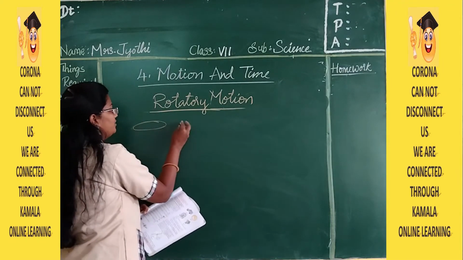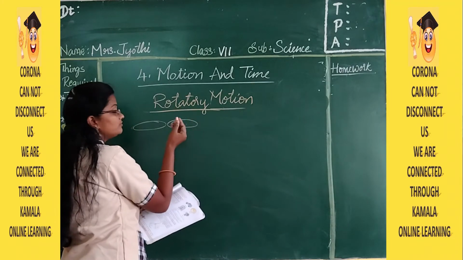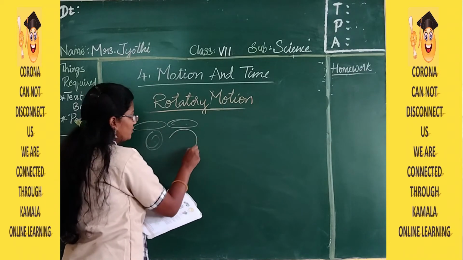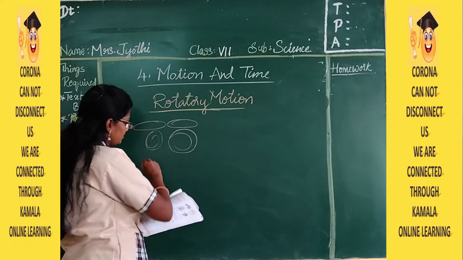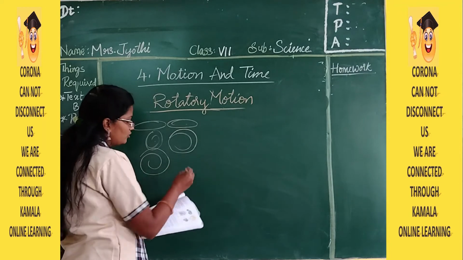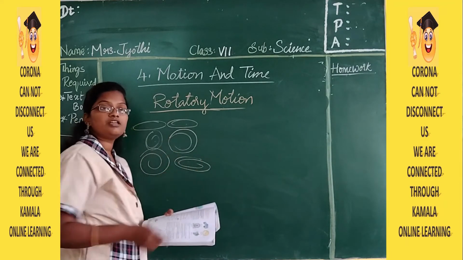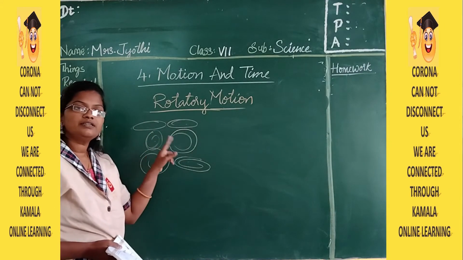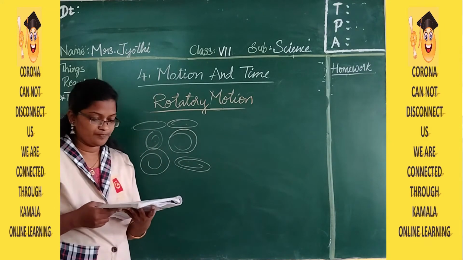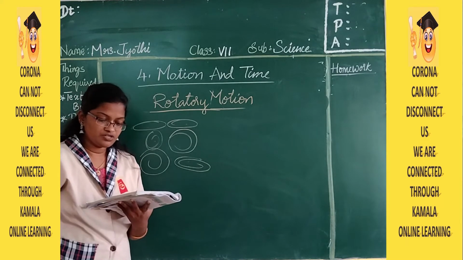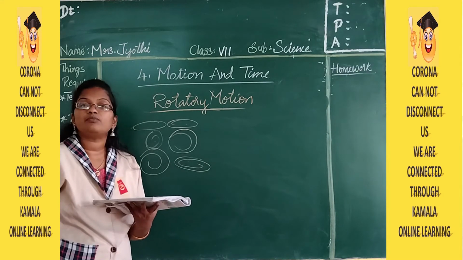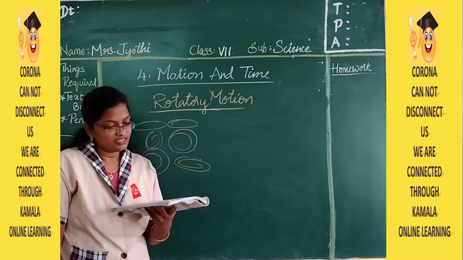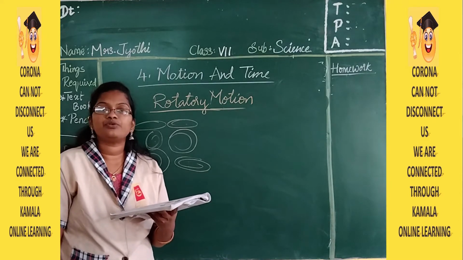Spin top, then fan, then wheel of the car in this way, then a clock, it rotates in this way, then a giant wheel also in a circular path and globe in a circular path in this way. So if we observe all these patterns, they are in a circular path. So is there any change in the position of the body while it is in motion? Yes, for few it is there and for few it's not there.